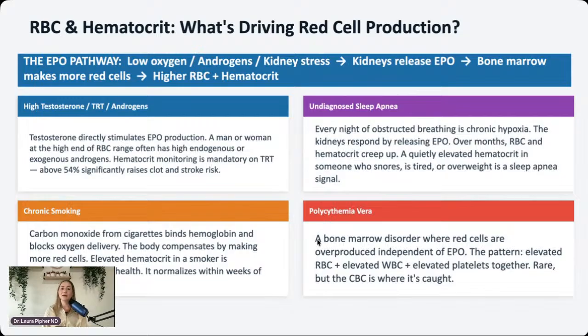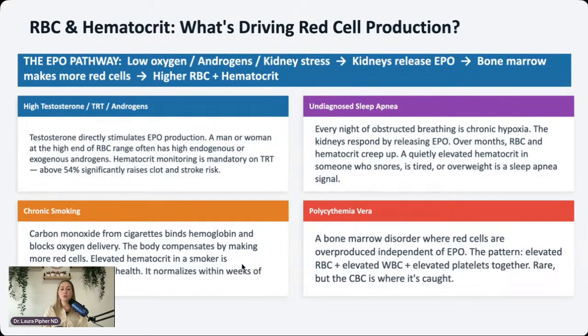The sleep apnea connection is one a lot of people miss. Sleep apnea means you stop breathing repeatedly during the night. Every time this happens, your oxygen drops. Your kidneys sense it, they push EPO, and over months and years, your red cell count slowly creeps up. So if you have an elevated red blood cell, an elevated hematocrit, and someone who snores, someone who wakes up tired, someone who's not refreshed, this can often be the first signal that hints we need to dive deeper into maybe undiagnosed sleep apnea.